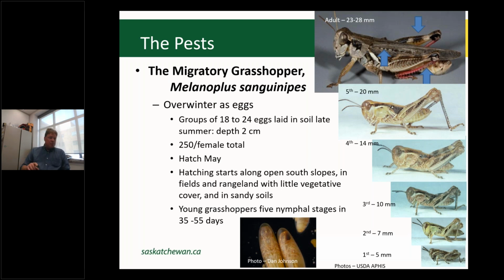So young grasshoppers, once again, go through 5 nymphal instars in 35 to 55 days. That all depends on temperature. And of course, it's very warm right now. They're going to be ripping through their development very quickly, so it's going to be the short end of that.